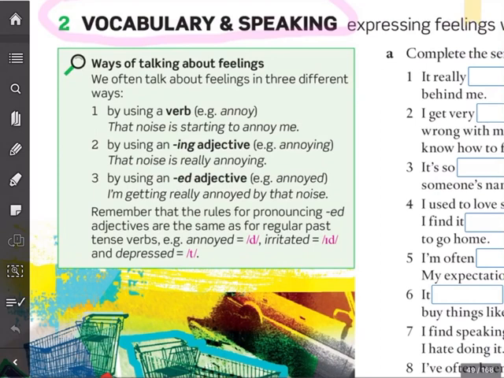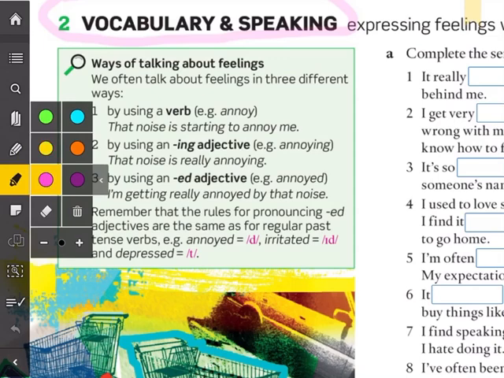Or number 2, by using an ing adjective, for example, in this case, annoying. That noise is really annoying. And number 3, by using an ed adjective, from the same verb would be annoyed. I'm getting really annoyed by that noise. So you can see the verb annoy, the adjective with ing, annoying, and the adjective with ed, annoyed.